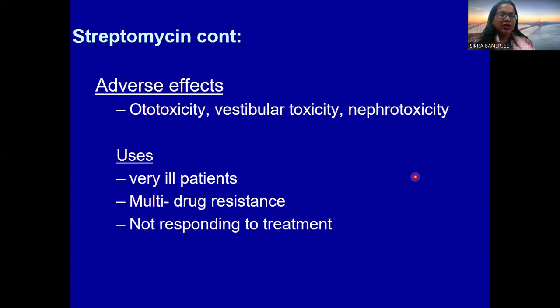Ototoxicity, vestibular toxicity, and nephrotoxicity are the toxic problems. Hearing problems can be there, or vestibular toxicity, or the nephron can be damaged. They are used in very ill patients, in patients with multi-drug resistance. And if any person is not showing response to the treatment, they can be given this drug.